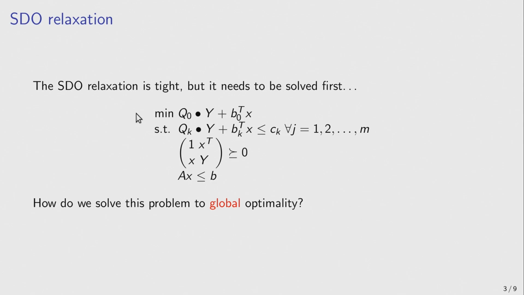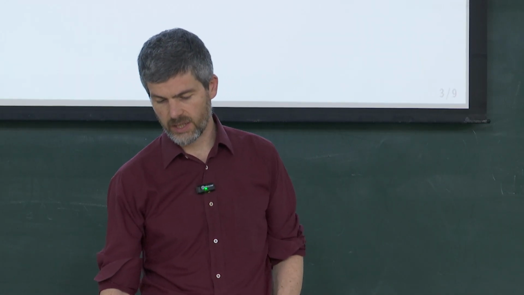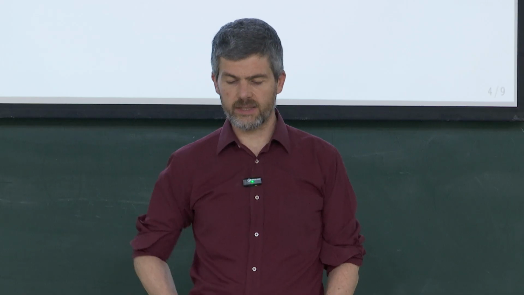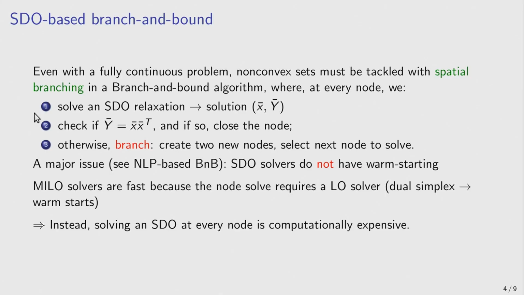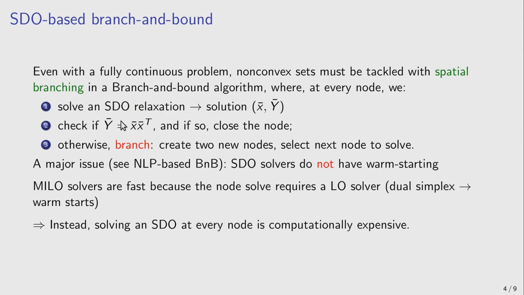If you want to solve it to global optimality, you will need to do some form of branching, some form of spatial branching. So the branch and bound scheme that you already knew for mixed integer linear programming, and which we extended yesterday to the non-convex nonlinear case, can be applied in this case as well. In every node of the branch and bound tree, you need to get a valid lower bound by solving a semi-definite optimization problem. So this is your relaxation, which you will have to solve at every node.